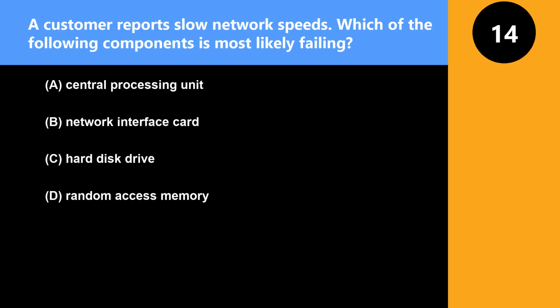Option D, random access memory. The correct answer is option B, network interface card.